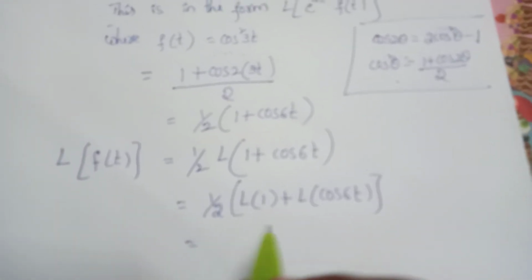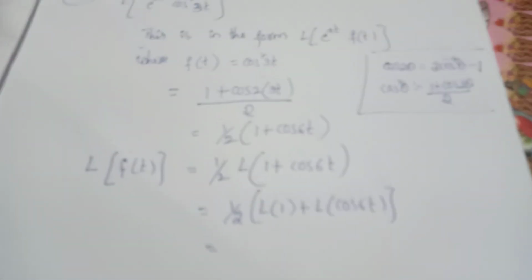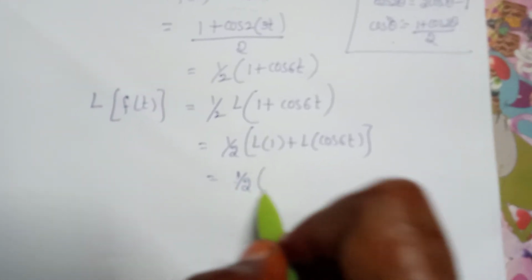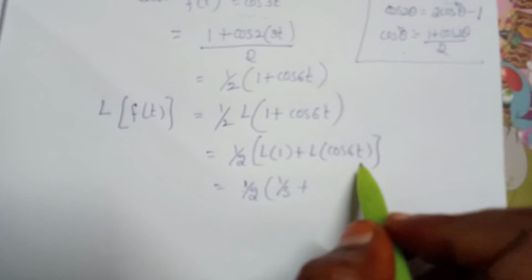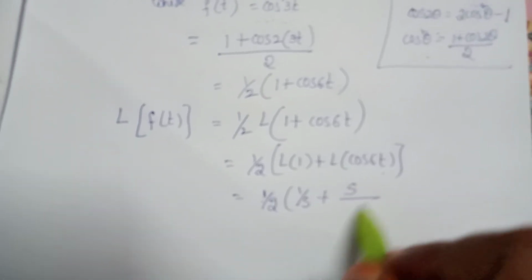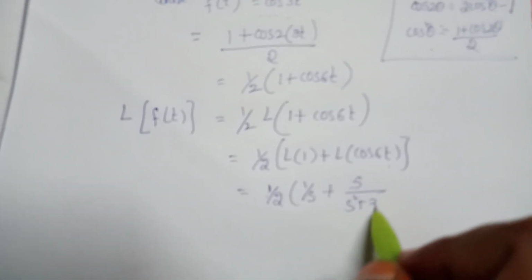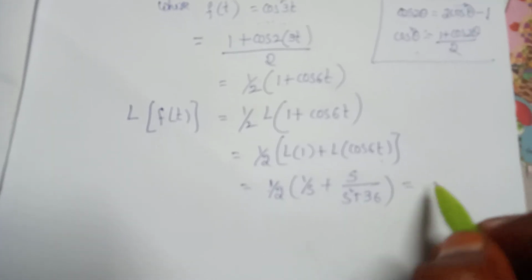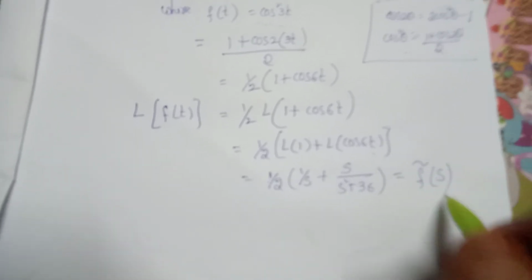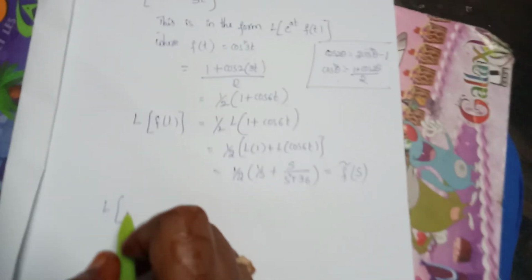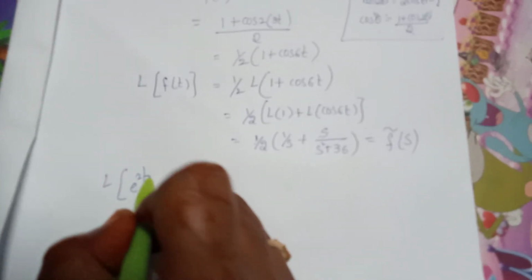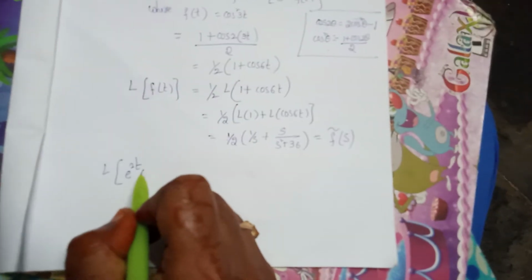L of 1 we know is 1 by s, and L of cos at is s by s square plus a square, where a square is 6 square, that means 36. This is the value f bar of s. Now we find L of e power 2t into cos square 3t.